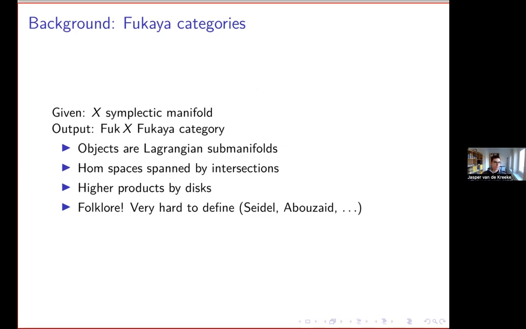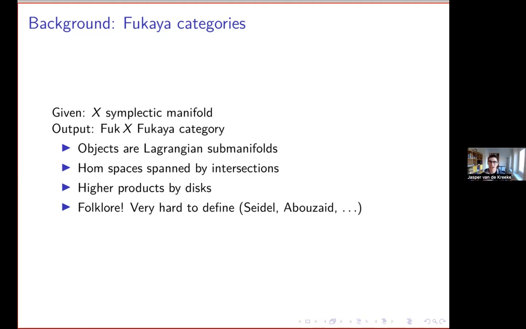So the first item is Fukaya categories, right? So the idea is you start with a symplectic manifold and you try to construct a Fukaya category from it. The objects of this Fukaya category would be the Lagrangian submanifolds of X, and the hom spaces would be spanned by intersection points between them. The higher products of this A-infinity structure would be given by disks between the Lagrangian submanifolds.